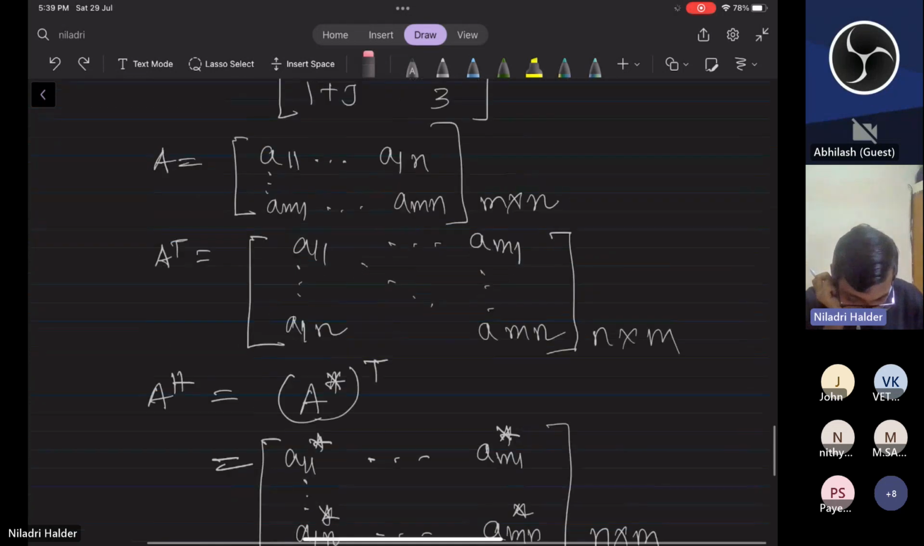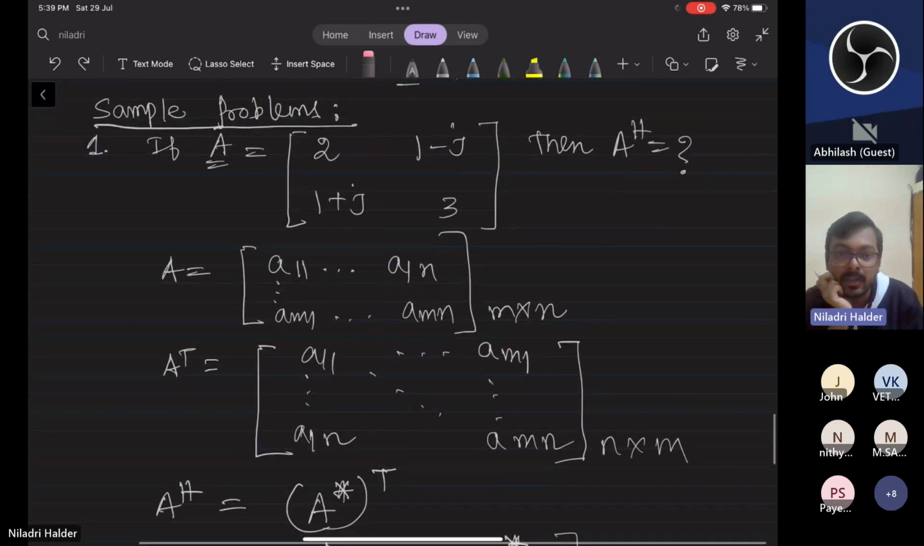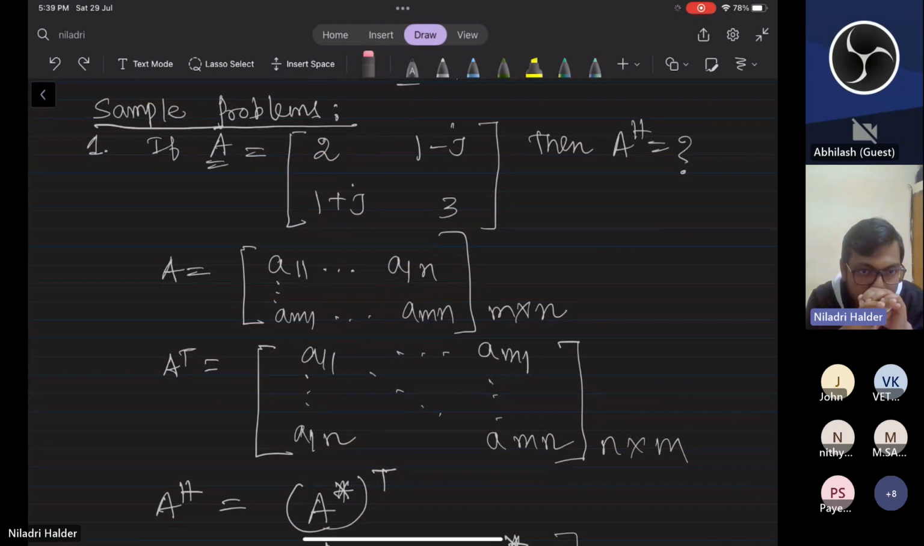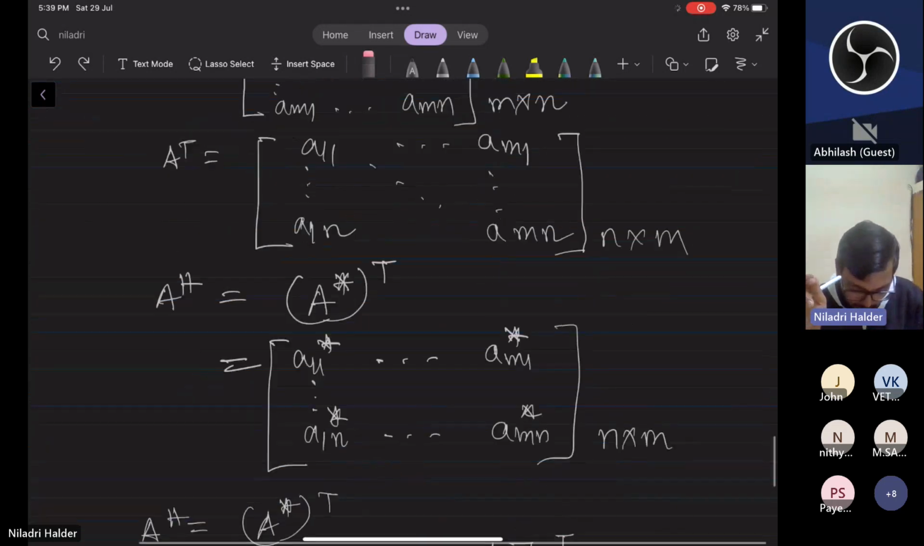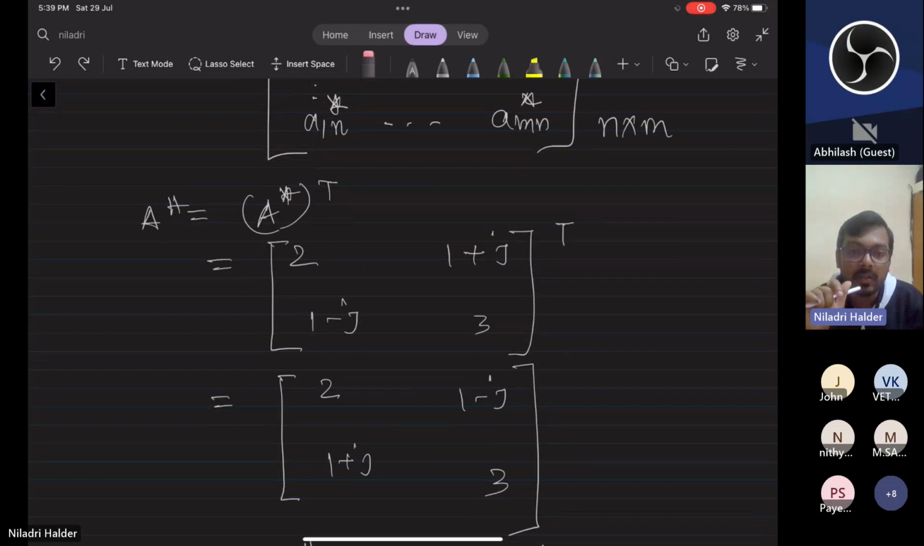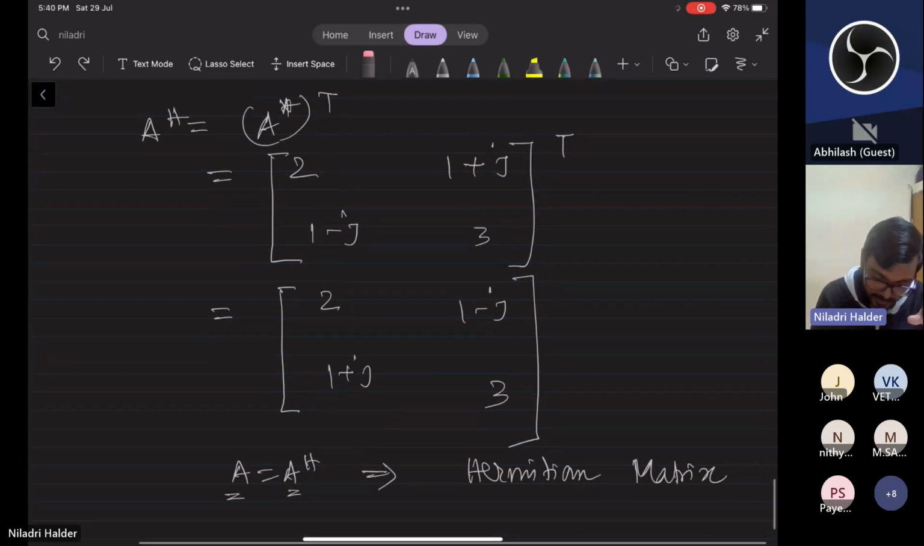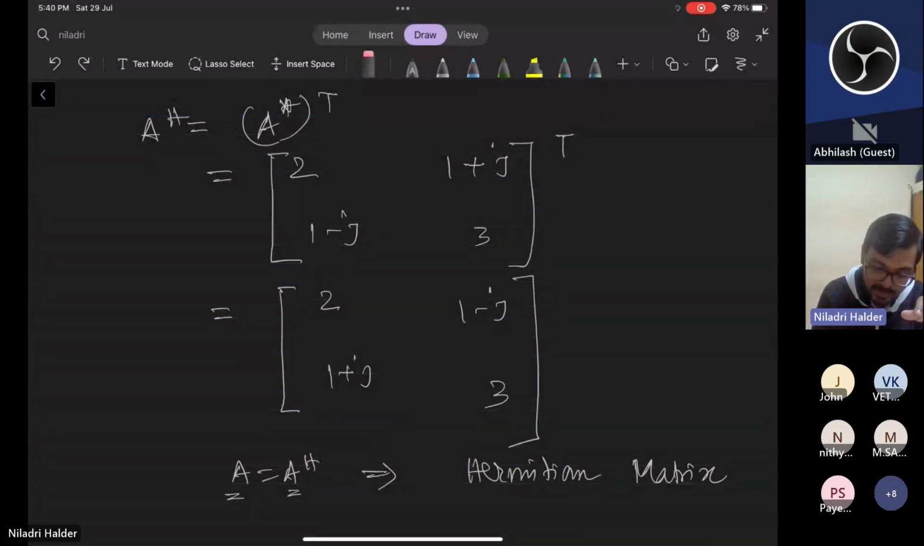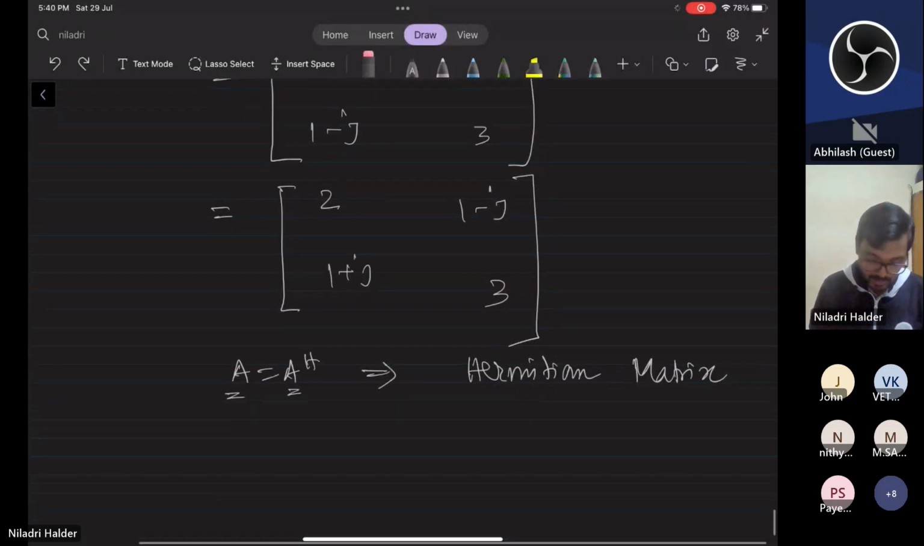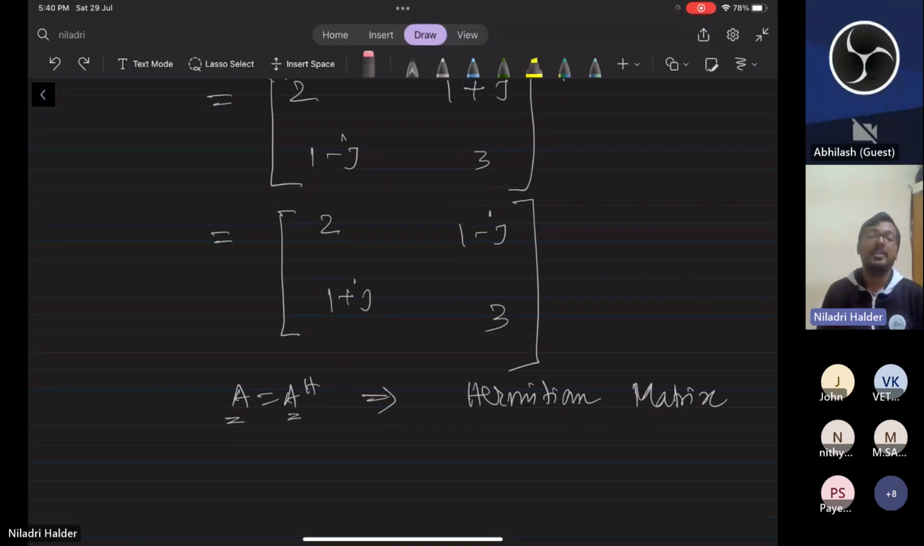So it's 2, 1 minus j, and 1 plus j, 3. The conjugate of 2 is 2 and the conjugate of 3 is 3, the conjugate of 1 minus j is 1 plus j, and the conjugate of 1 plus j is 1 minus j. Then we transpose this A conjugate, and the answer will be 2, then this 1 plus j will go here, so 1 plus j and then 1 minus j, 3. Then we can say that A equals A Hermitian. So if this property is satisfied, then we can say A is a Hermitian matrix.